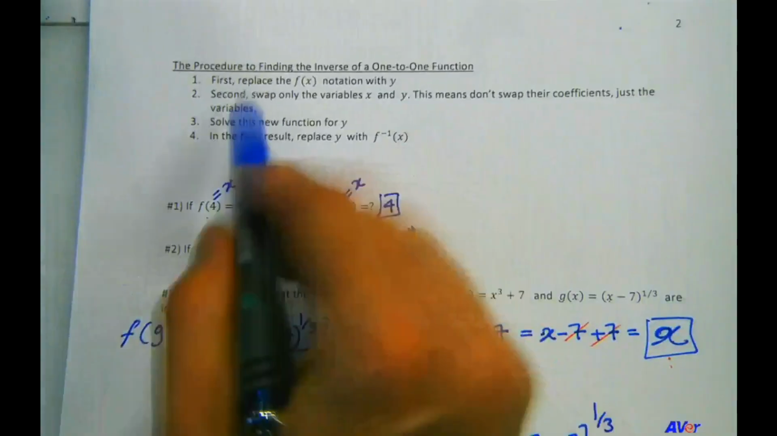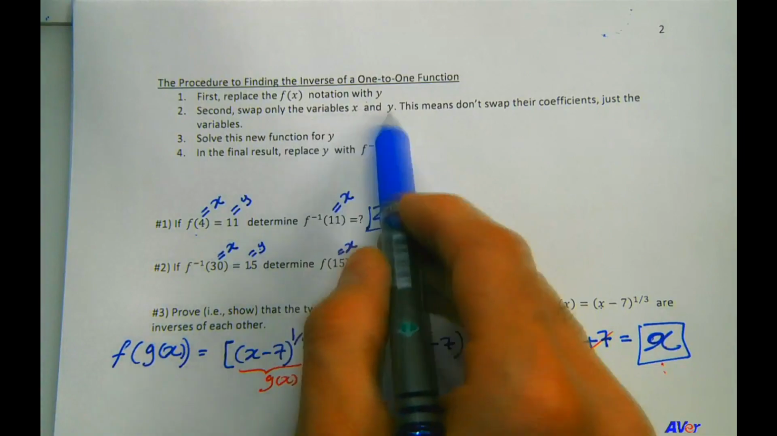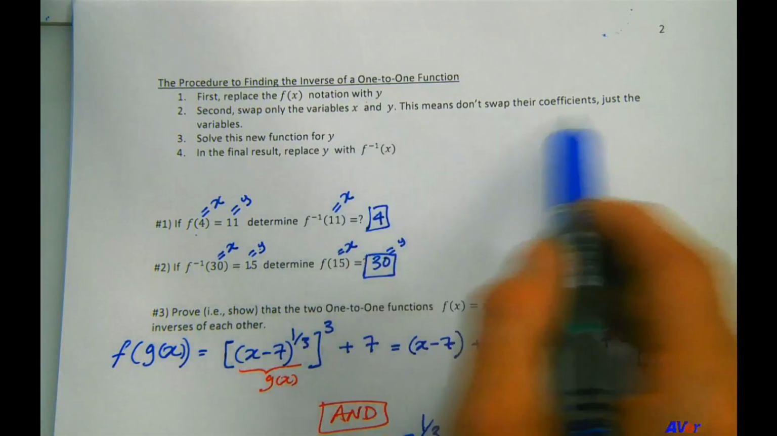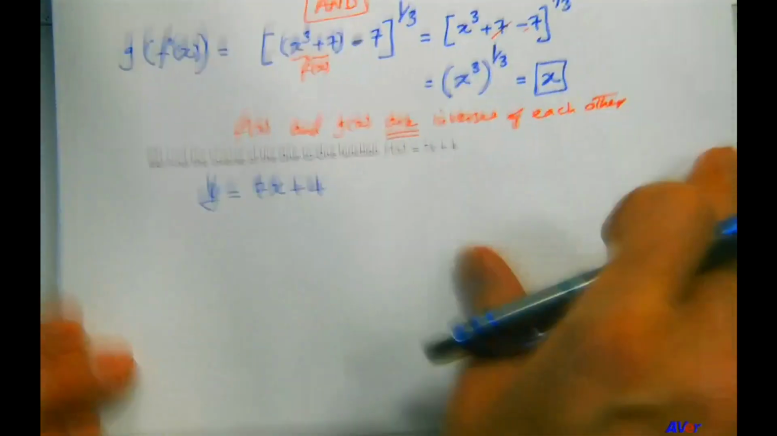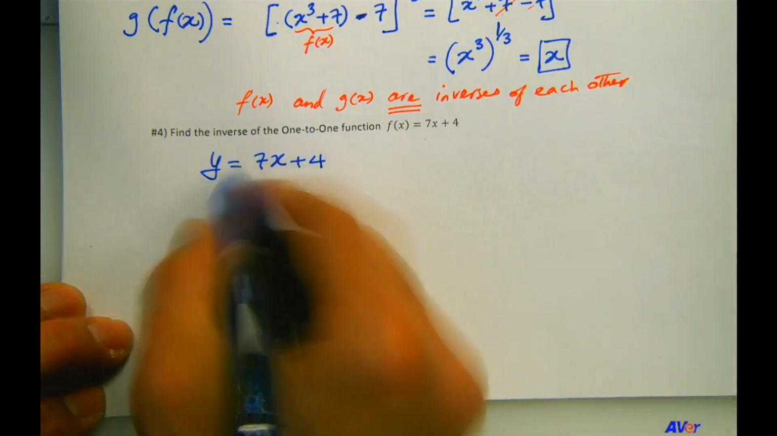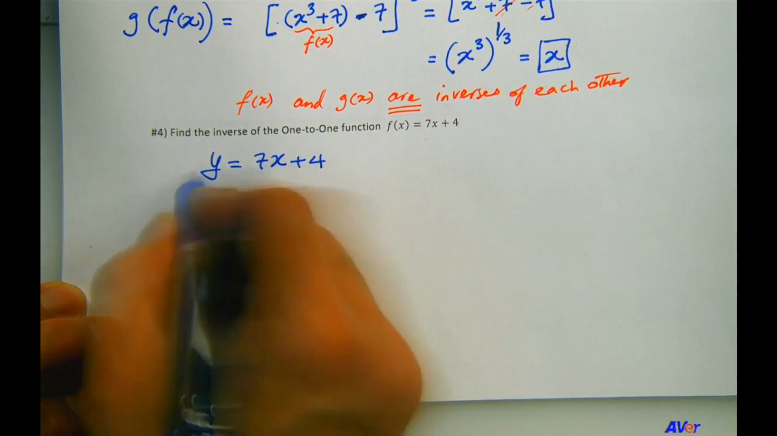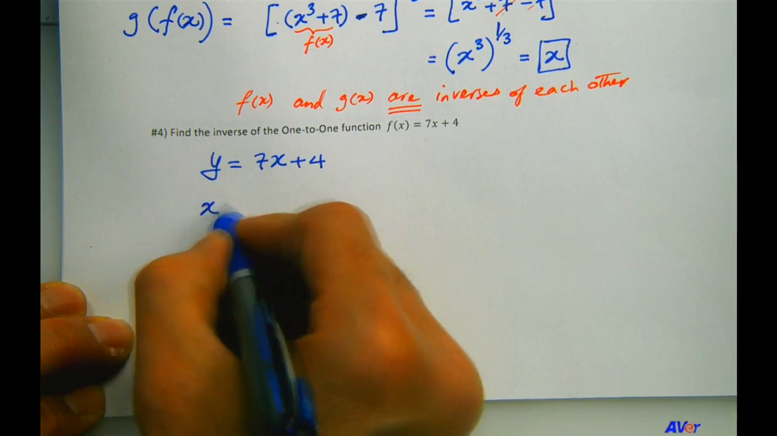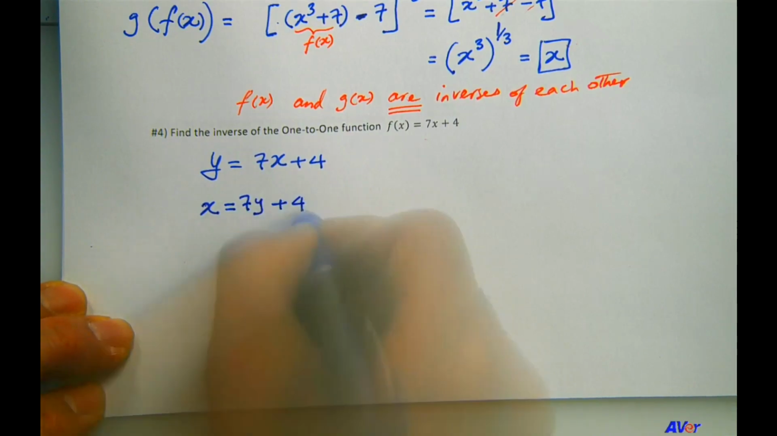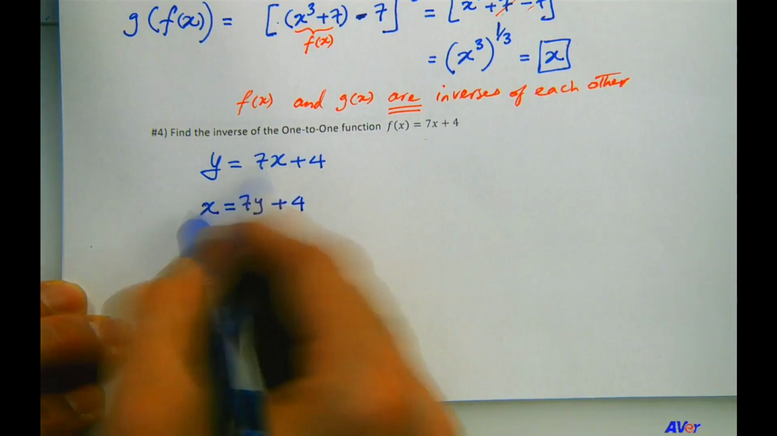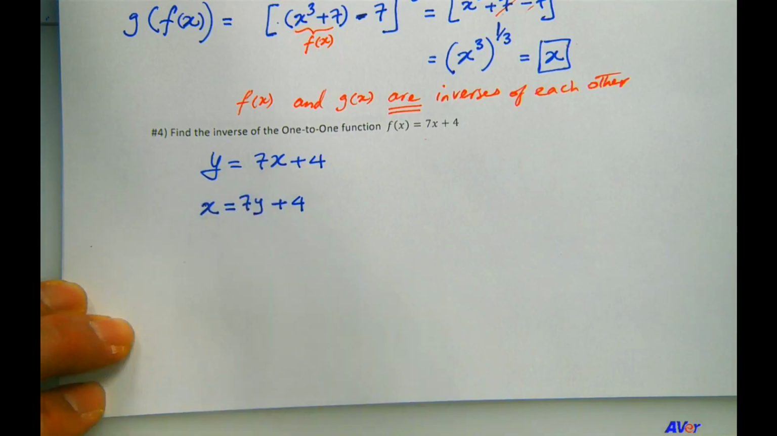Number 2, it says second, swap only the variables x and y. This means don't swap their coefficients, just the variables. Okay, let's do that. So when I swap x and y, I'm going to keep the 7 and 4 where they are. I'm just going to swap the variables. So x equals 7y plus 4. So 7 didn't move with x. It stayed where it is, just the variables moved.